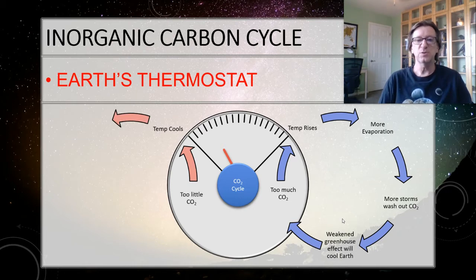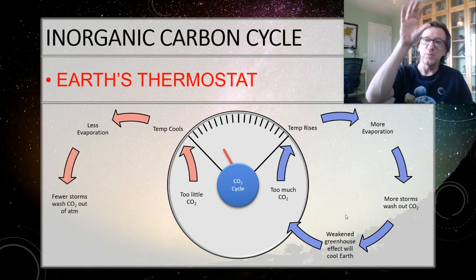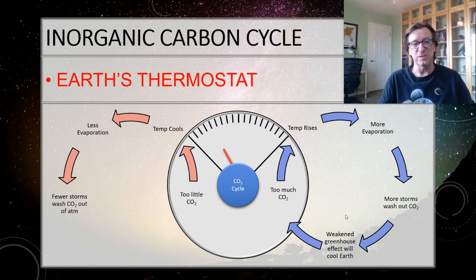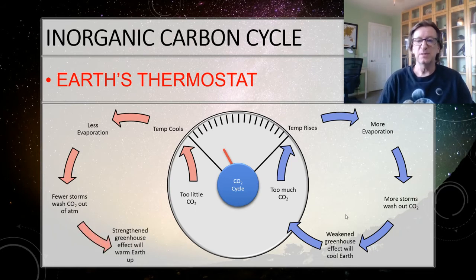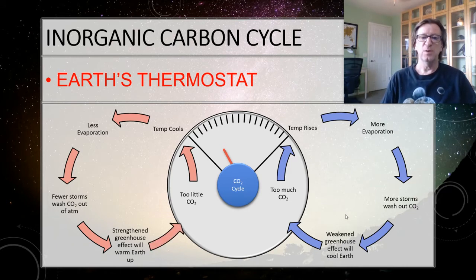Well, when the temperature goes down, we get less evaporation because it's not as warm. So the oceans don't evaporate. So what happens to the storms? We get a lot fewer storms. So what little carbon dioxide we have gets replenished, and so we get more and more buildup there because it's not being washed out quite so much. When that happens, then we get a strengthened greenhouse effect, and the temperature goes up. And when the temperature goes up, it goes right back up to normal.